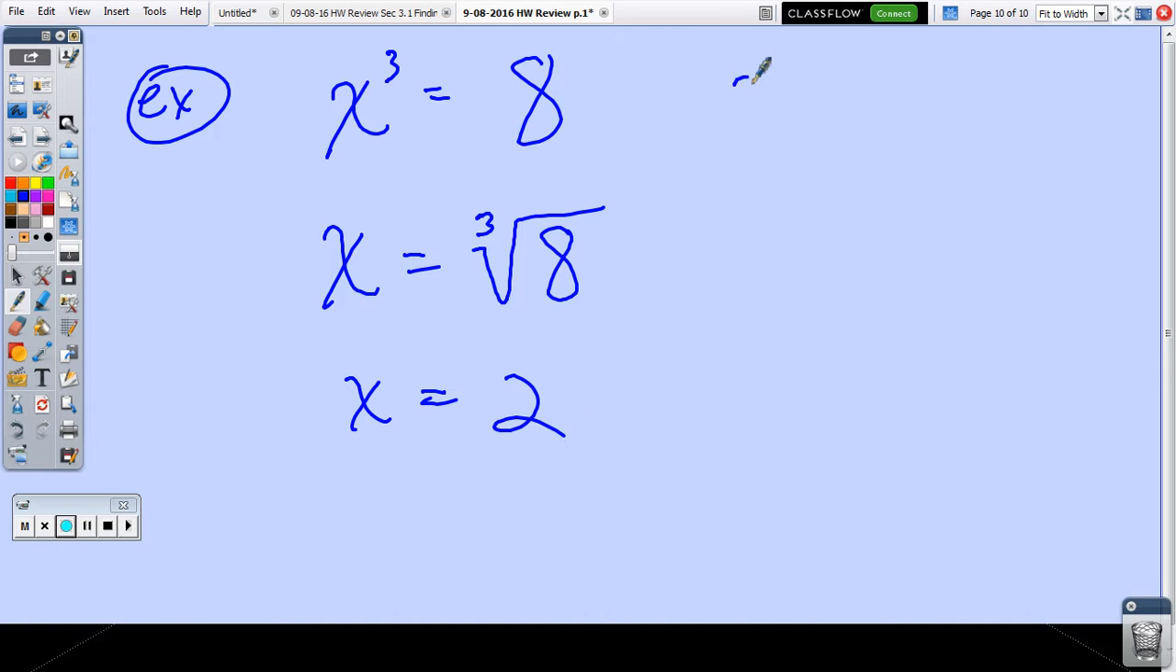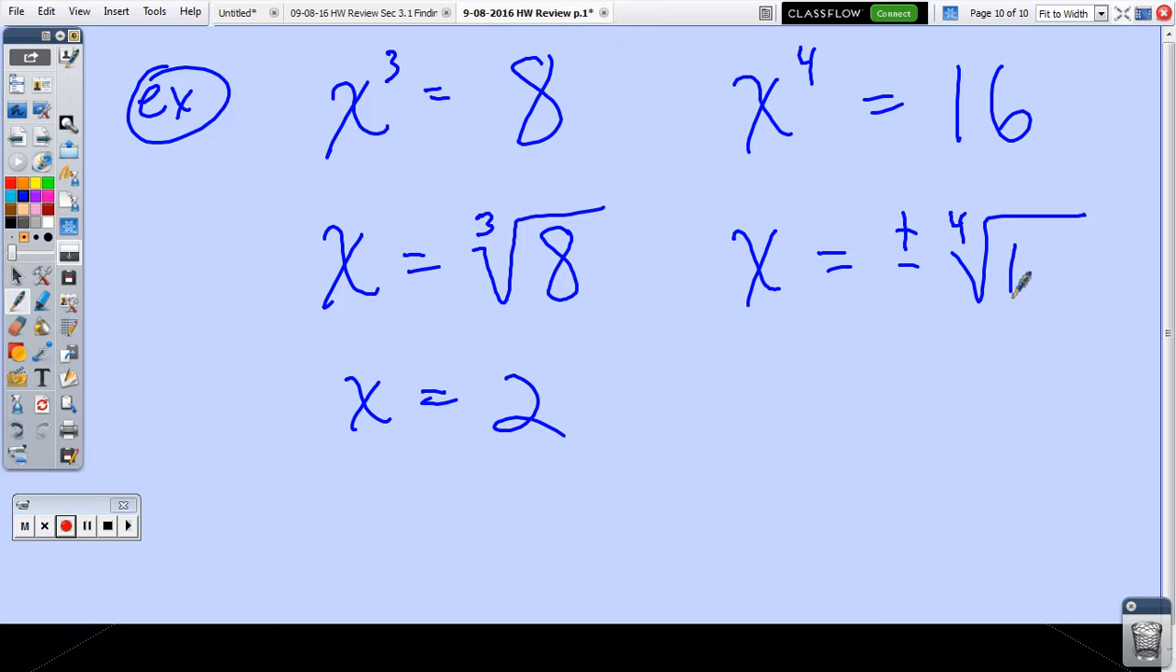Versus something like x to the 4th equals 16. If I take the 4th root of both sides, now I have to consider plus or minus the 4th root of 16. What is the 4th root of 16? 2, thank you. So x actually does equal plus or minus 2. There are two other complex solutions that I'm not going to touch on.